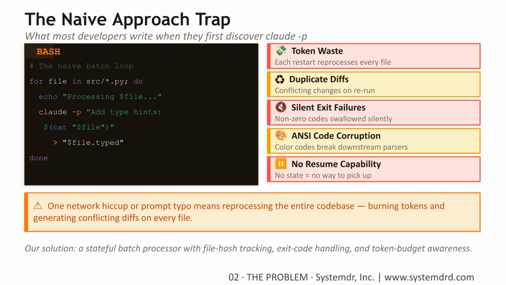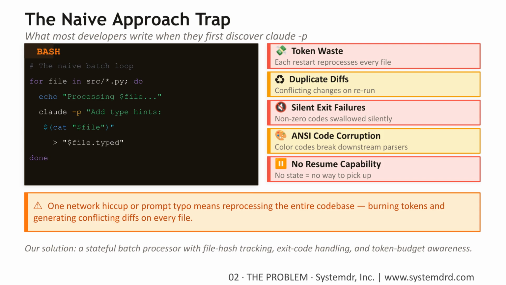Duplicate diffs. Claude is non-deterministic. Running the same file through the same prompt twice often produces slightly different type hints, especially for complex function signatures. Now you have 2 conflicting versions to reconcile manually before you can merge.